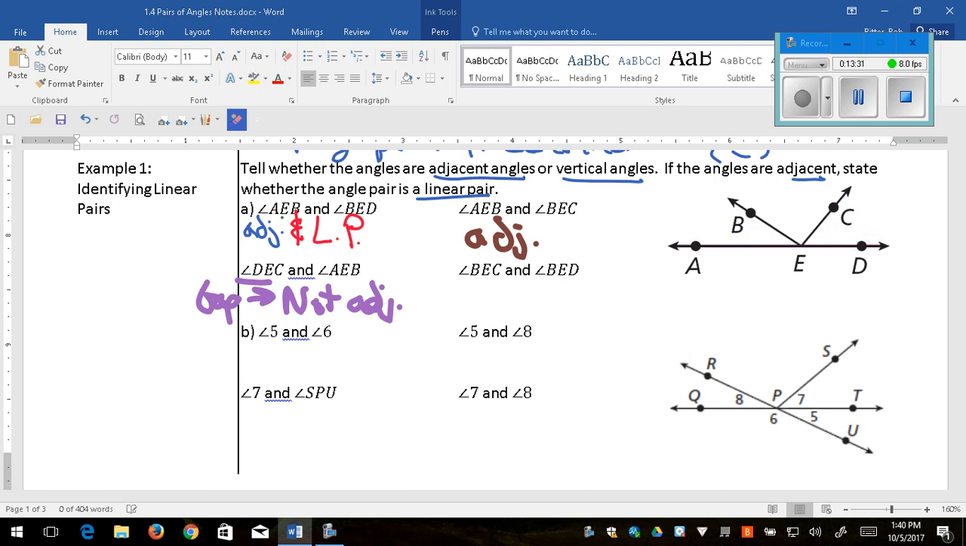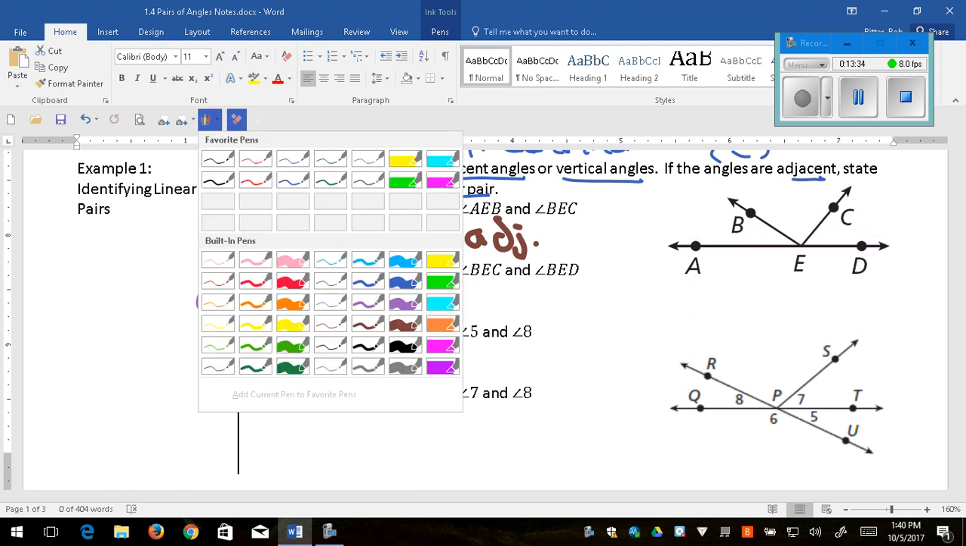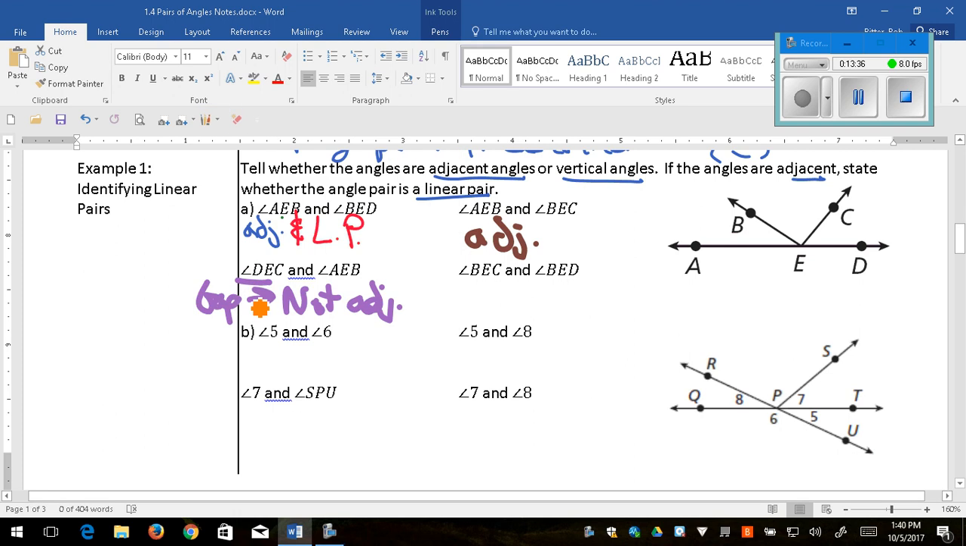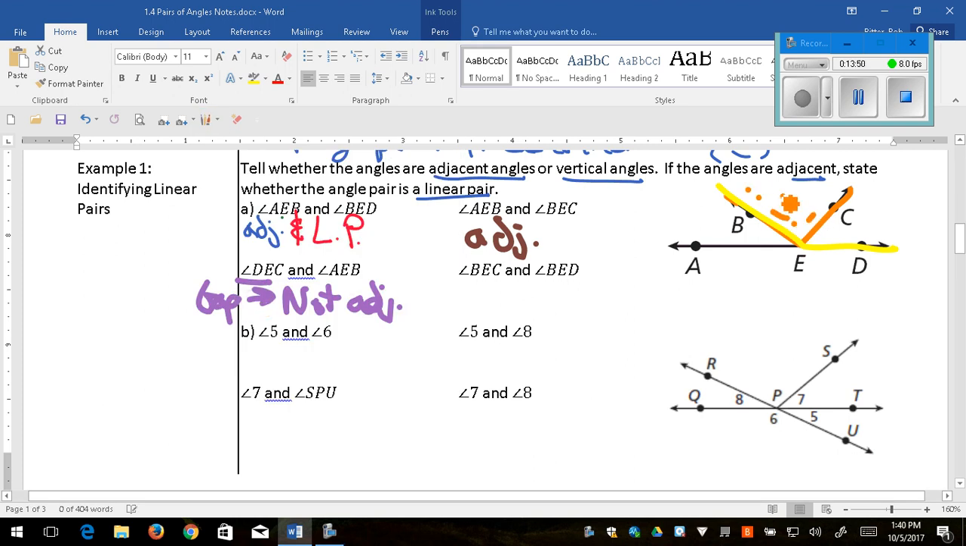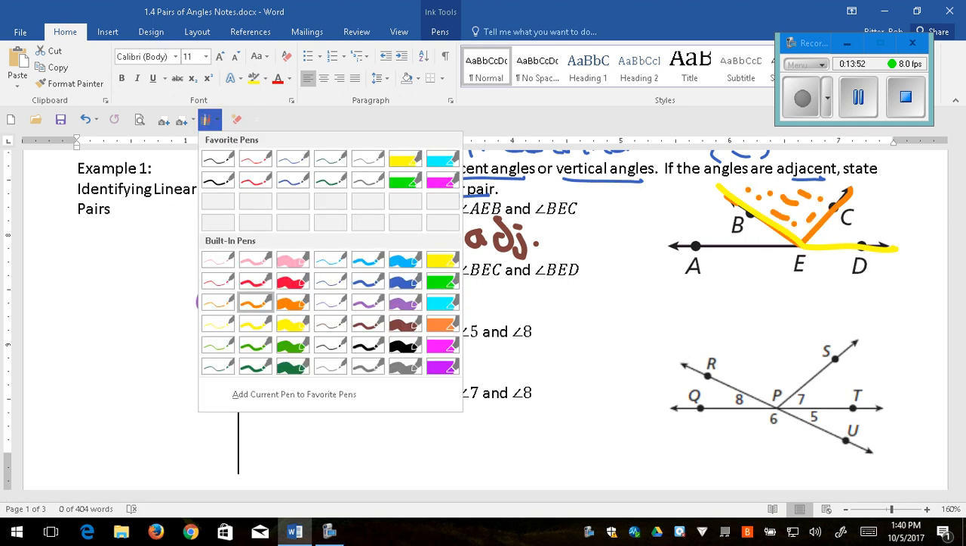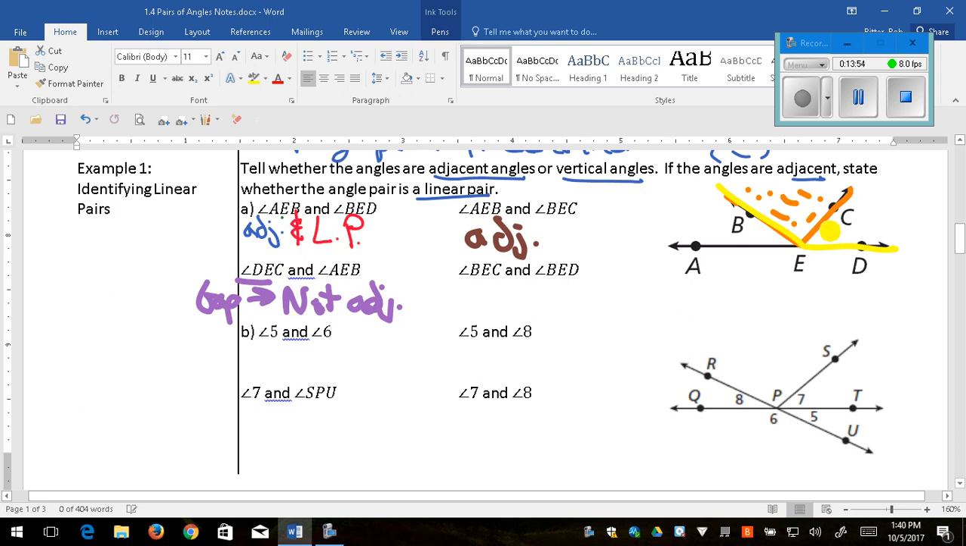And lastly, for this example problem, we're going to look at BEC and BED. Now here's what we have. With BEC, all of its interior points are here. And with BED, its interior points, we have a problem. They're overlapping angle BEC.